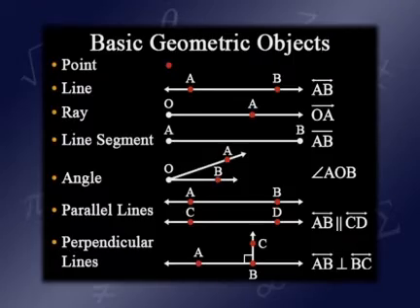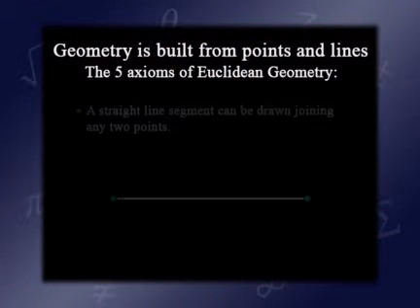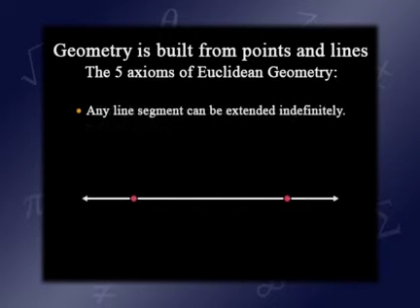Okay. All of geometry is built from points and lines and comes from the following 5 axioms of Euclidean geometry. So I will say them and we will illustrate them. For instance, a straight line segment can be drawn joining any 2 points. Okay, so if you have any 2 points, then you can connect them with a straight line. Right? That's certainly something that we would accept without question, and so that's an axiom that we accept as part of our system.